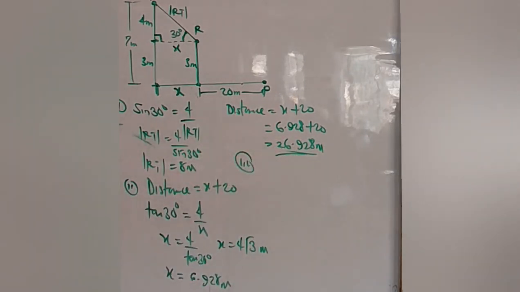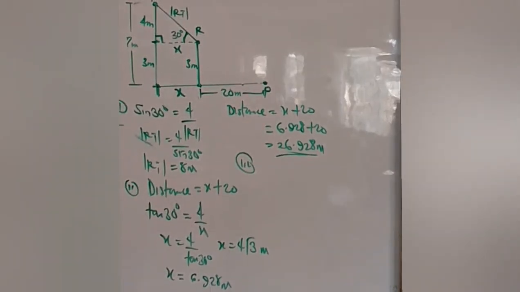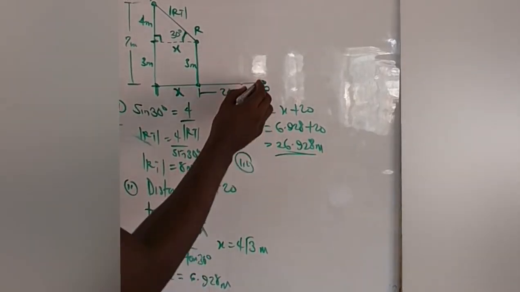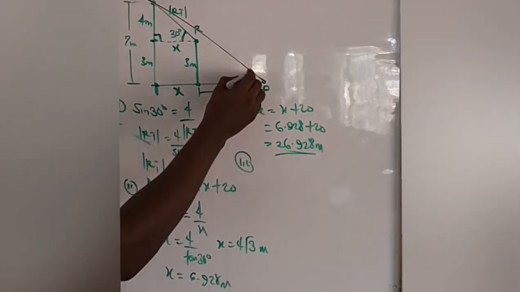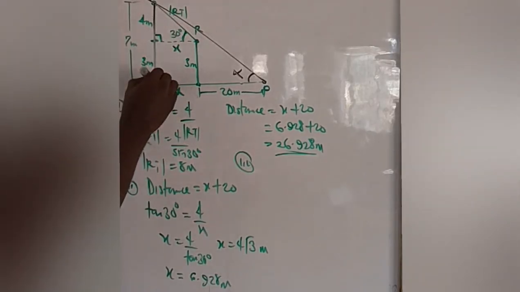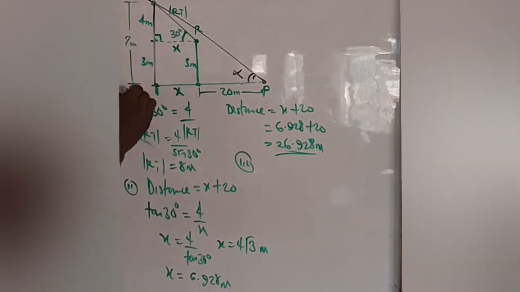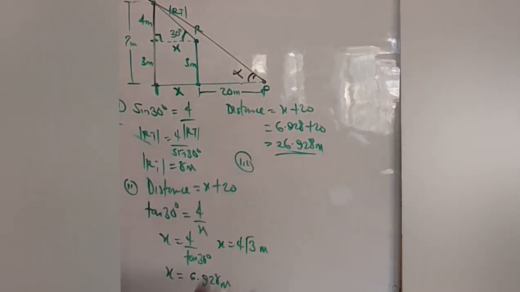The third question. The angle of elevation of T from P. From P, we want to get the angle of elevation. So from P to T, it's going to be elevation. So we want to get this angle. Let's call it alpha. It's easy for us to get. Why? Because the whole of this is the opposite to this alpha, which is 7. This is the adjacent, which we have got to be 26.928.